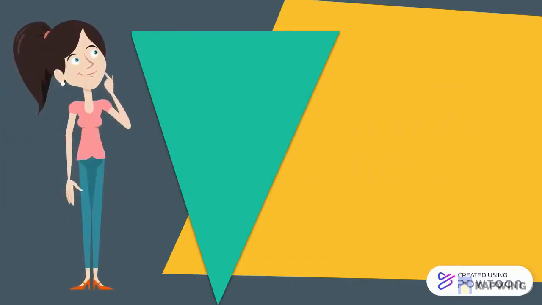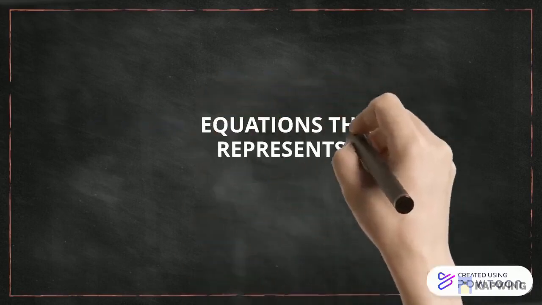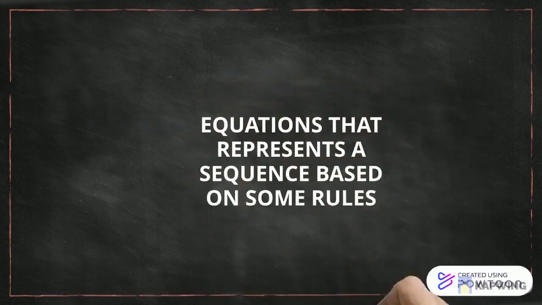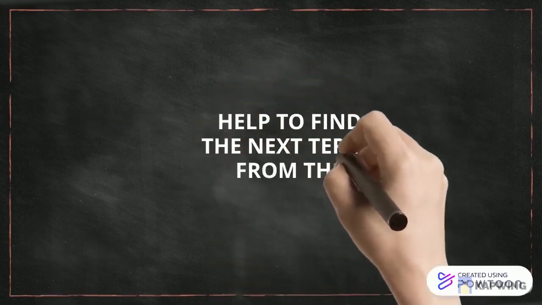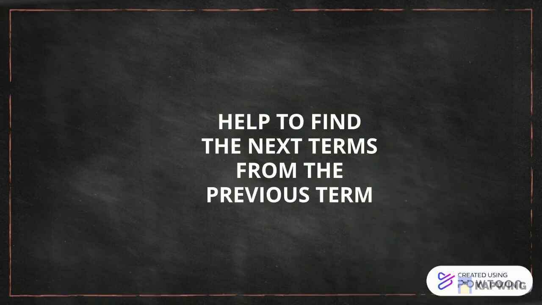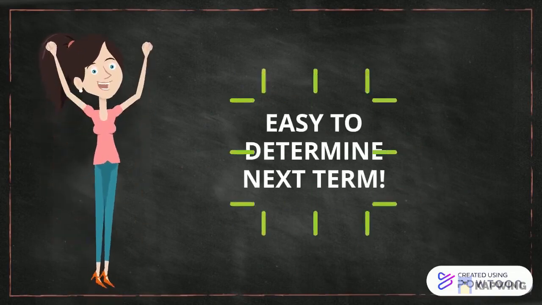Firstly, what are recurrence relations? In mathematics, a recurrence relation is an equation that represents a sequence based on some rule. It helps in finding the subsequent term, next term, dependent upon the preceding term, previous term. If we know the previous term in a given series, then we can easily determine the next term.